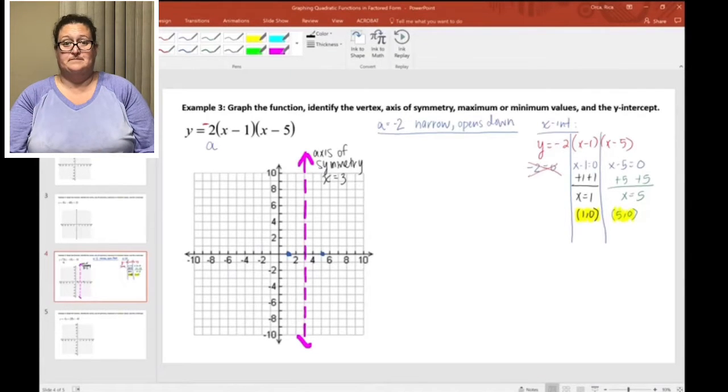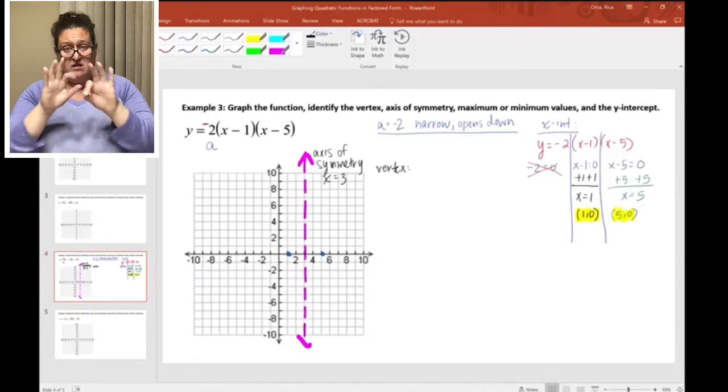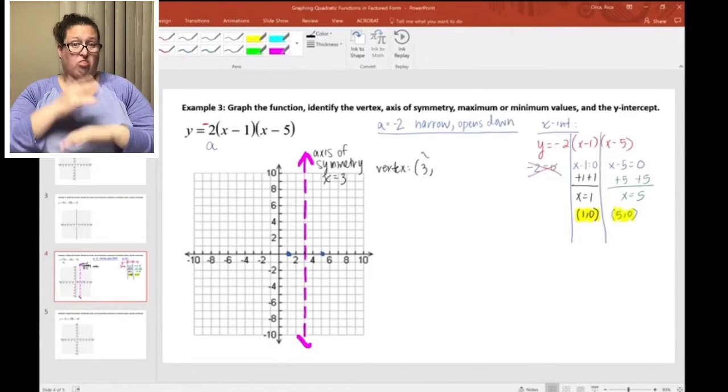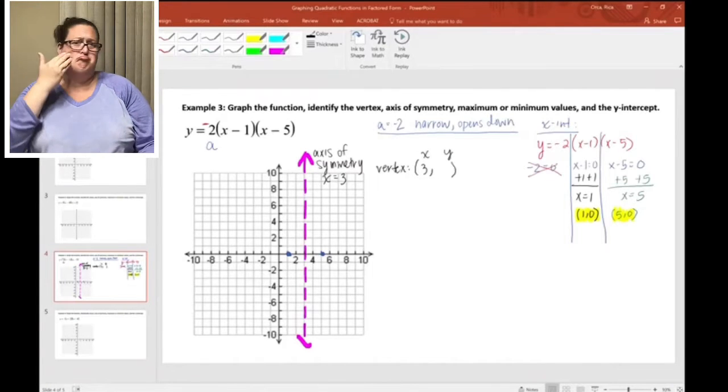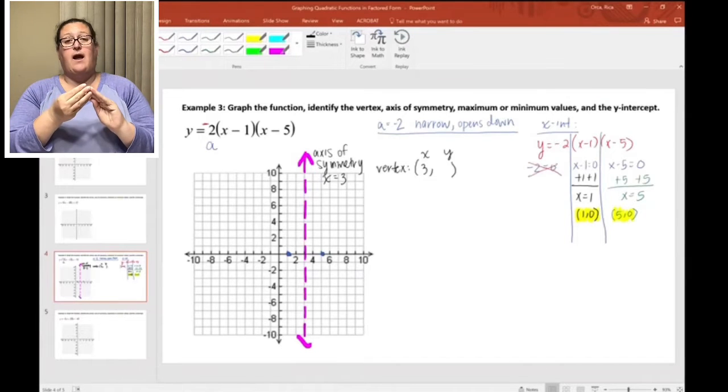Now that we've drawn our axis of symmetry, we need to locate our vertex. I know that the vertex is somewhere along this line. So the x value of my vertex is going to be 3. But in regards to the y value, we don't know. Let's take our x value and plug it into our function to find our y value.